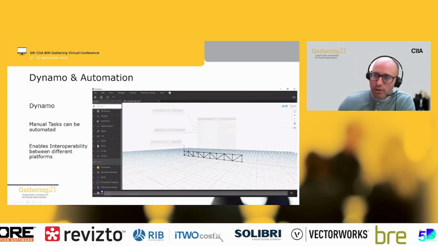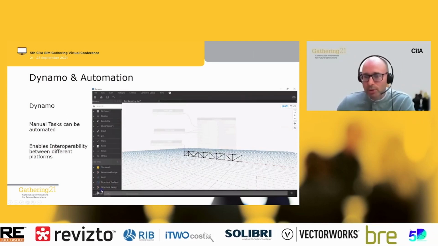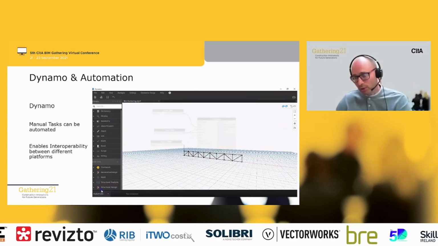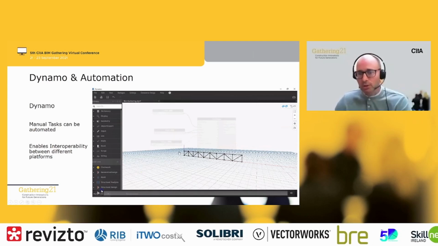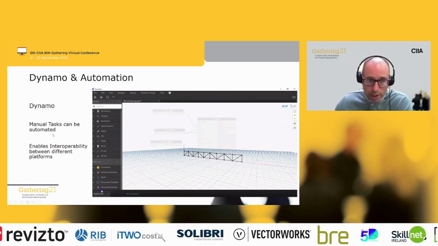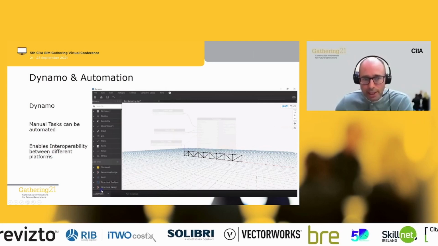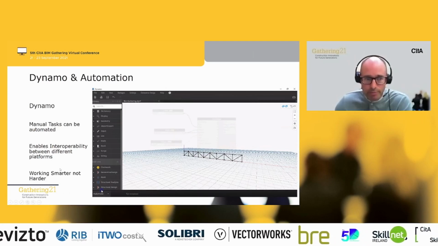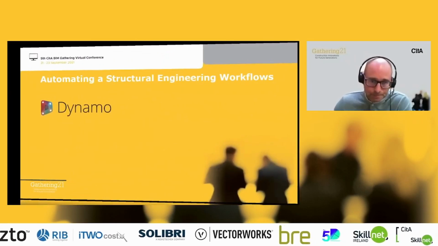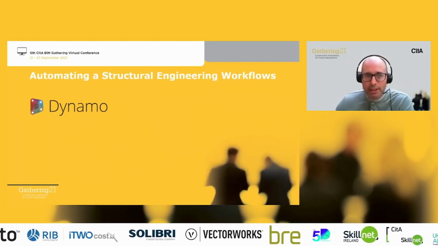And once you have this geometry, there's great interoperability with Dynamo. This could now go to a structural analysis software such as Autodesk Robot, or it could go to Autodesk Revit to be documented. So Dynamo can become that hub in your structural engineering workflow. So manual tasks can be automated, and it enables interoperability between different platforms. And it's all about working smarter and not harder. So that was the background to Dynamo.